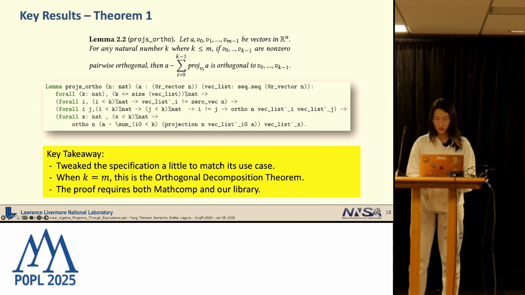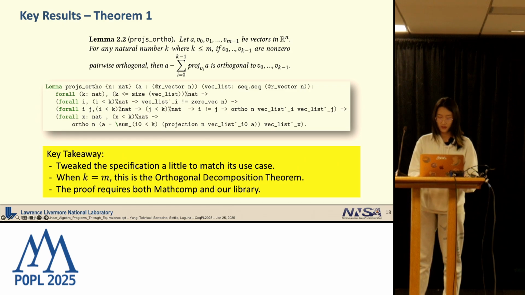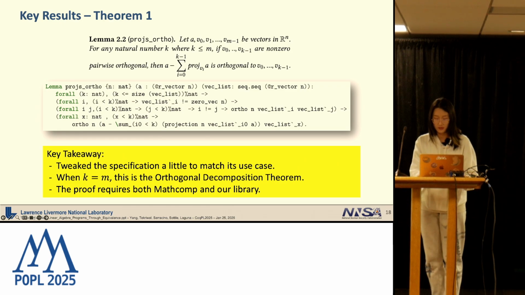I do this trick to better fit this use case in later proving Gram-Schmidt. And if k just equals m, then this is exactly the same as the orthogonal decomposition theorem in the math textbook. And the proof of these properties requires dot product and projections, which are missing from the MathComp library. But with our newly created linear algebra library, we were able to successfully complete this proof. And I'm happy to go through the details later if anyone is interested.